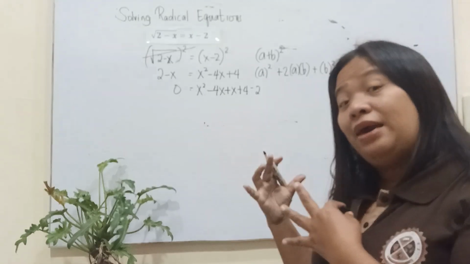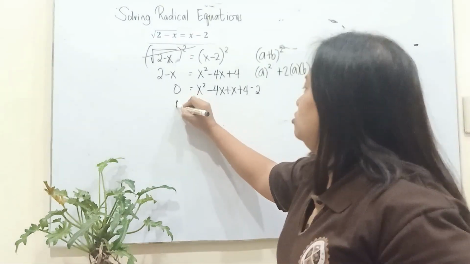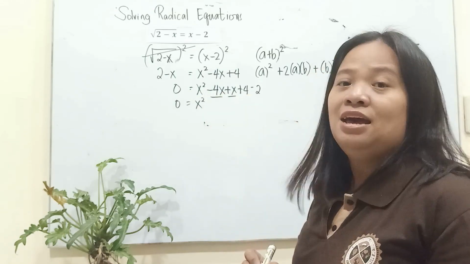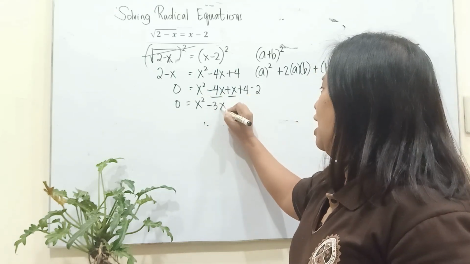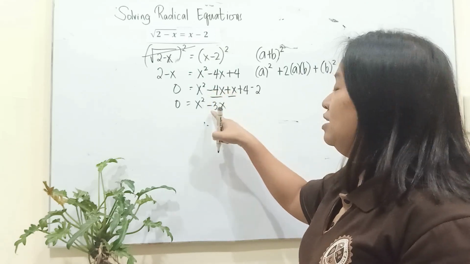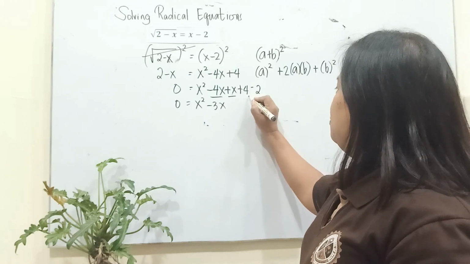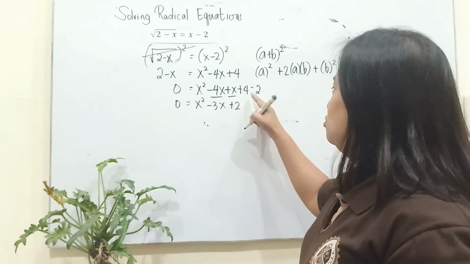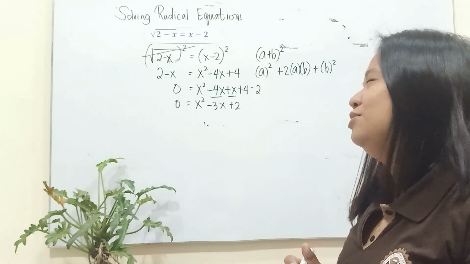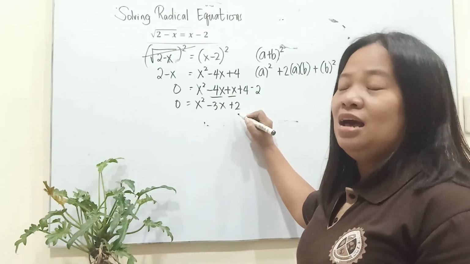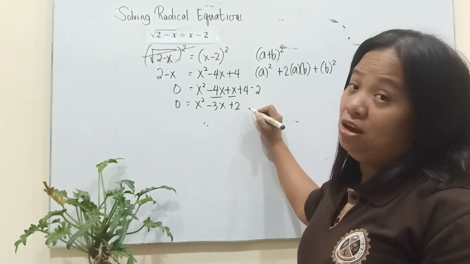We are going to combine like terms now. So, 0 equals x squared, negative 4x plus x is negative 3x, because negative 4 plus 1 is negative 3. Then, copy x. Positive 4 minus 2 is positive 2. This is just simple subtraction. I know you know that. So, the resulting equation is a simplified quadratic equation.